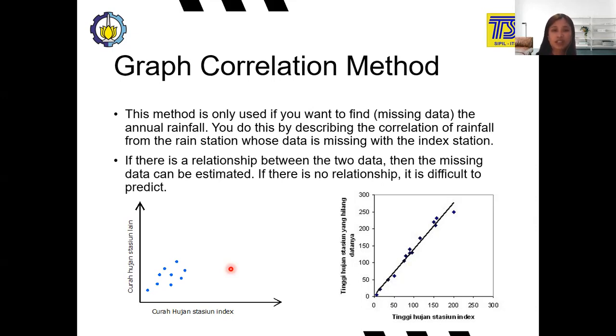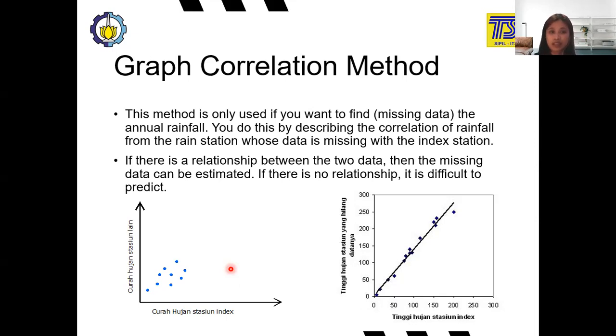For example, from 10 years, there are data of the rainfall in 2010 until 2020. But there is lost rainfall data in, for example, 2015. So we can look for the data for 2015 by using this graph correlation method.